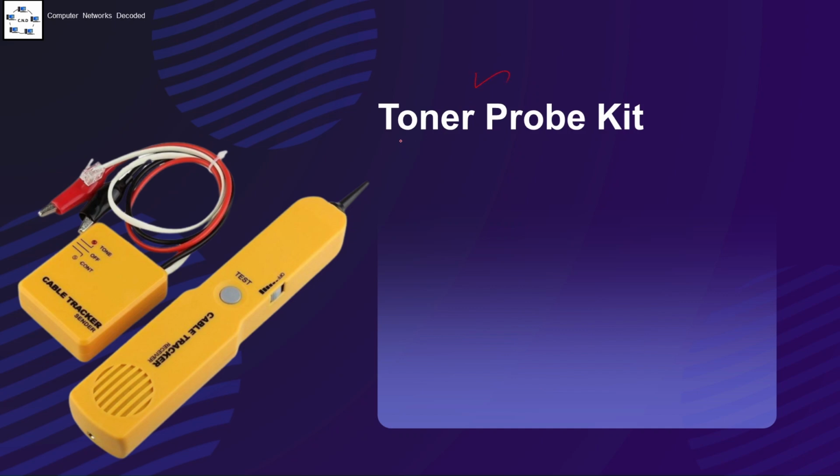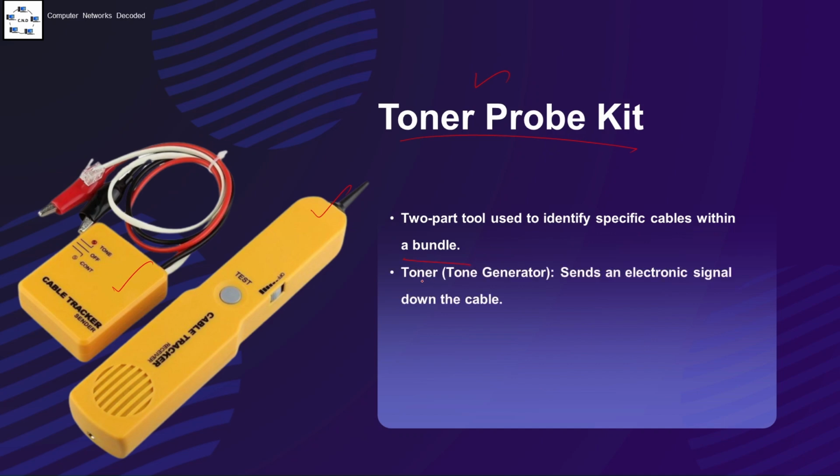Another tool is the toner probe kit. So what is this? It is a two-part tool, part 1 and part 2, to identify specific cables within a bundle. So how does this work? The toner, that is the tone generator, sends an electric signal down the cable. This one is the sender. So you attach the cable over here to this part and it sends a signal.